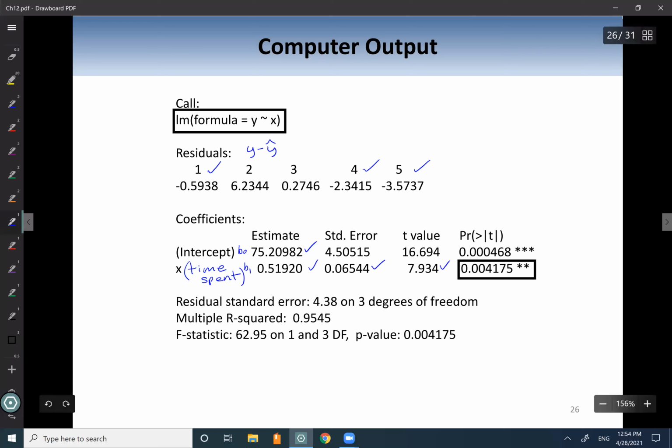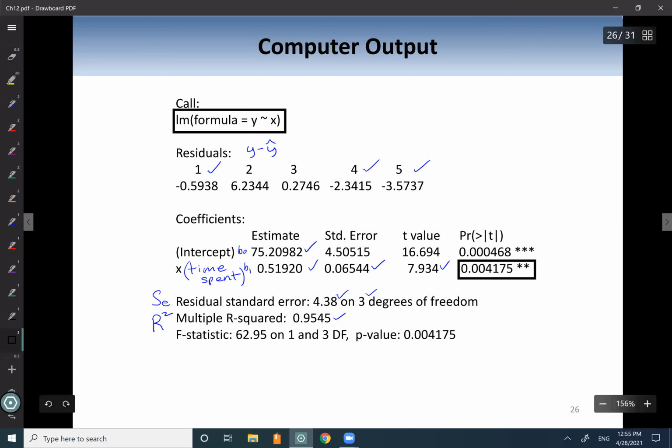Now the standard error, well, it says here the residual standard error, that is our standard error of the estimate, S subscript e, and that is what we calculated as well, 4.38 on n minus 2 degrees of freedom, which is 5 minus 2, giving us 3 degrees of freedom. The multiple R squared is that capital R squared, and we also calculated that, 0.9545, right? So that's good. And the F statistic, we haven't calculated it yet. We will in the next video, and it has 1 and 3 degrees of freedom.